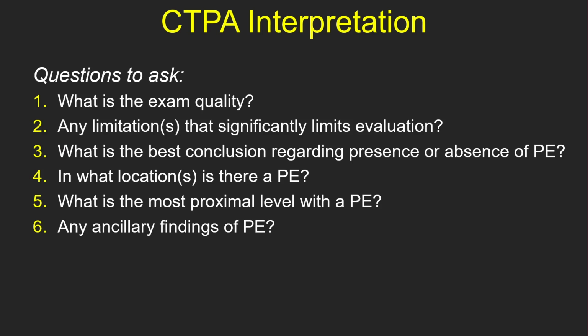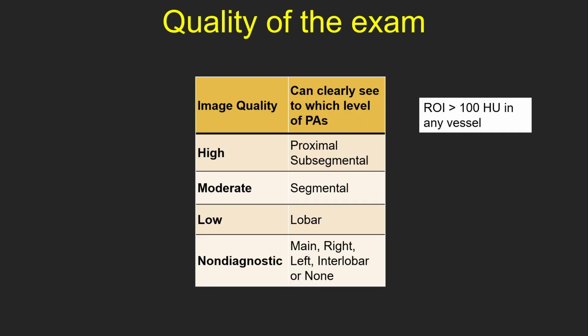Here is a set of questions to ask yourself while interpreting CT pulmonary angiograms. We will go through each of these questions. The first question to ask and answer is, what is the exam quality? Quality assessment is based on which level of pulmonary arteries we can clearly see to. The contrast opacification of any vessel needs to be greater than 100 Hounsfield units in order to evaluate it.